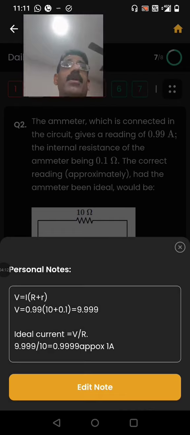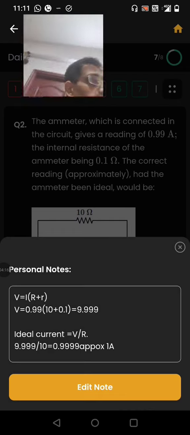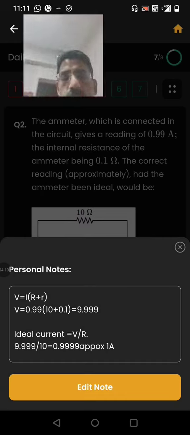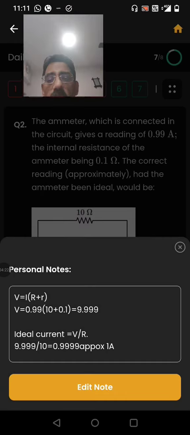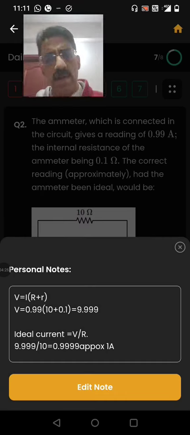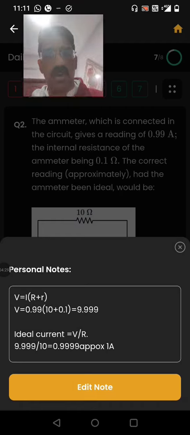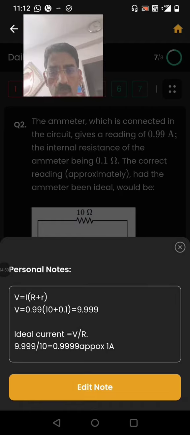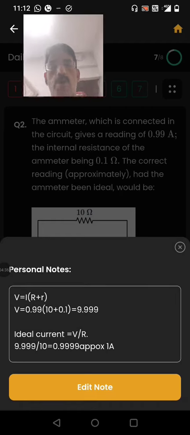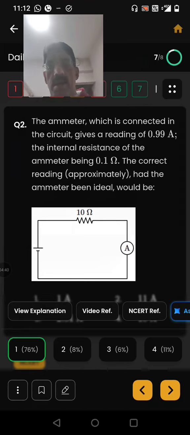So if the voltage is 9.999, what is the ideal current, wherein there is no internal resistance? Therefore it is only V by capital R. So V by capital R becomes 9.999 by 10, which becomes 0.9999, approximately 0.999. So remember, this is approximately equal to 1 ampere. So the answer here is just 1 ampere.